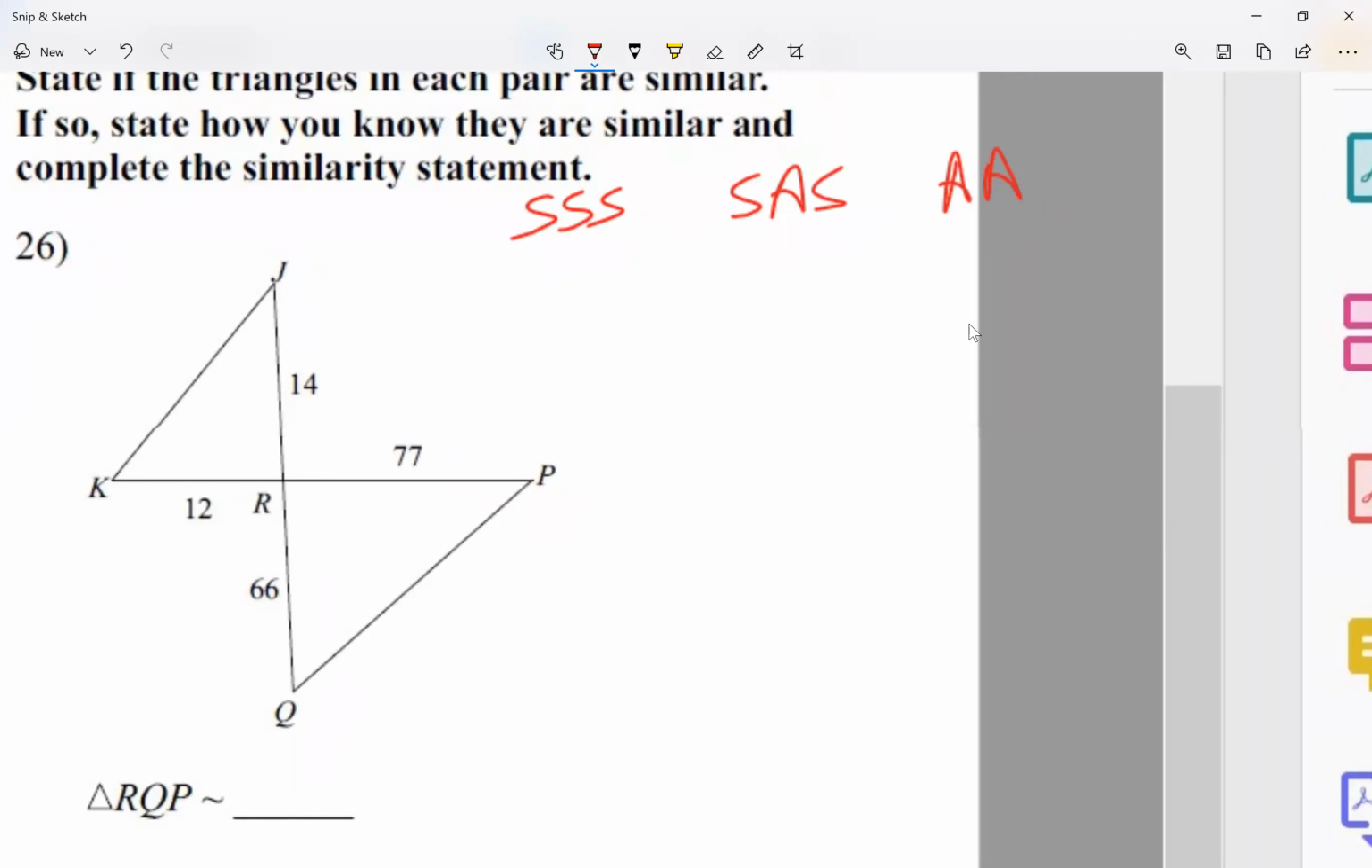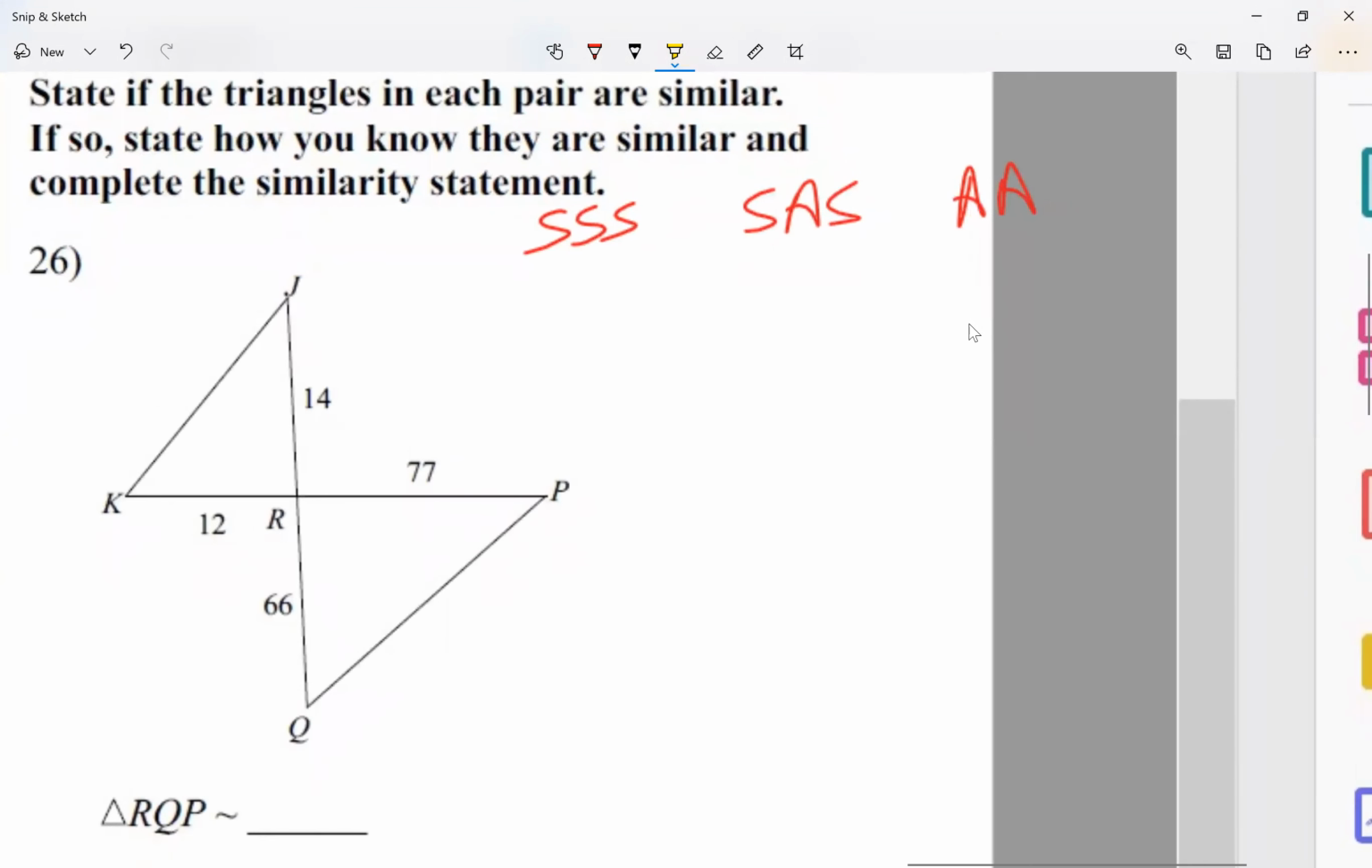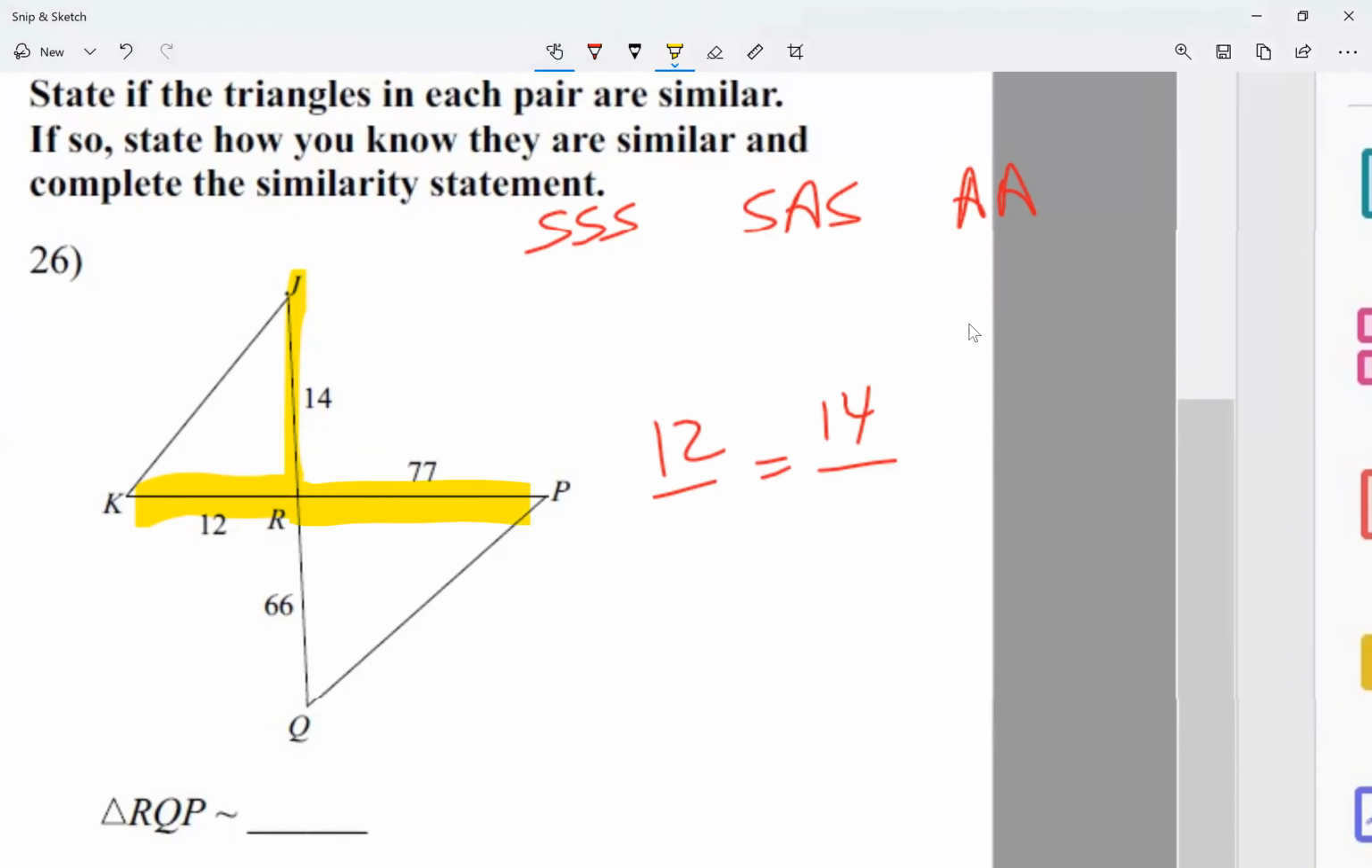I see some sides here, so I'm going to try to use the sides. From one triangle, I see that the sides are 12 and 14. So I'm even going to write it from small to large, 12 and 14. From the other triangle, I see that measurements are 66 and 77. Let me write them from small to large, 66 and 77.